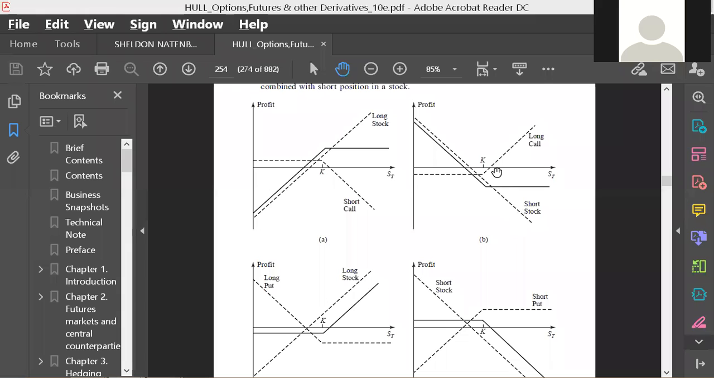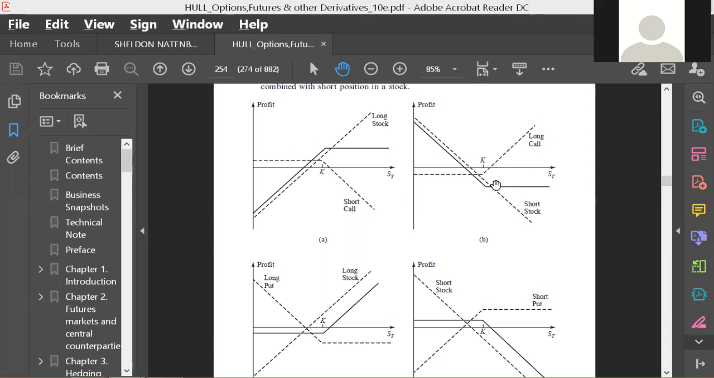First check that if he's saying long option, it means you have to pay a premium. Just like when you buy car insurance, fire insurance, life insurance, medical insurance, anything. These are all option contracts. You're buying the contract, so therefore you have to pay a premium.